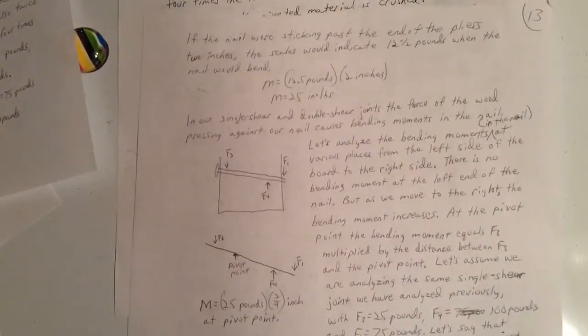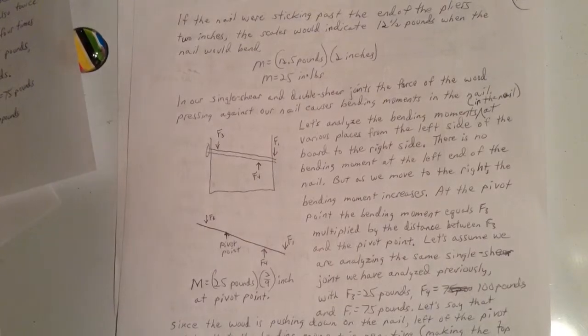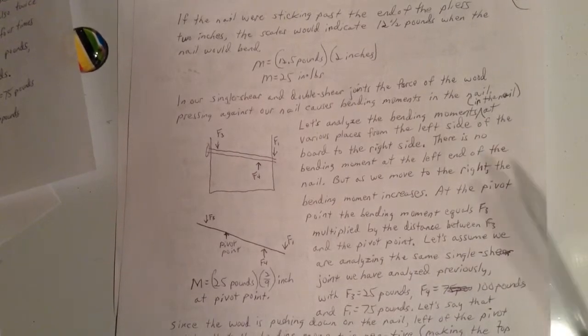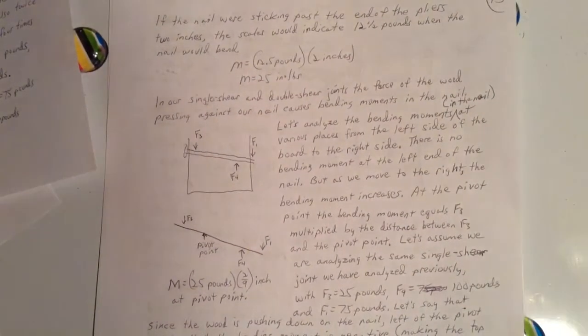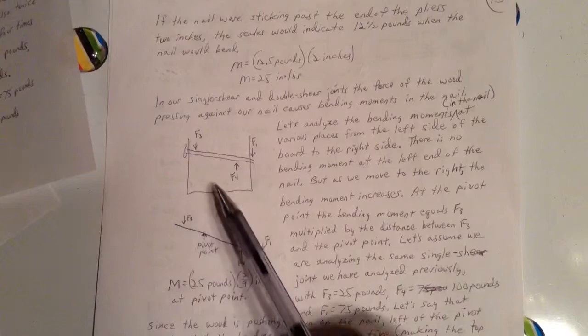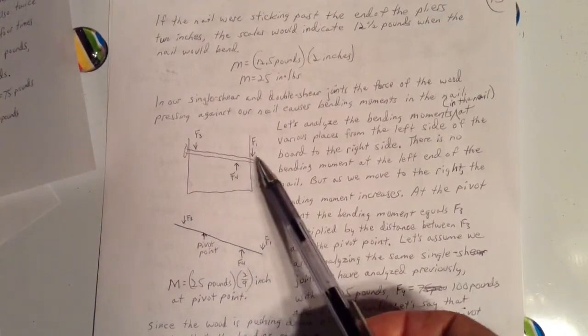Okay, in our single shear and double shear joints, the force of the wood pressing against our nail causes bending moments in the nail, just like forcing the nail against the scales causes that 25 inch-pound bending moment up close to the pliers. Let's analyze the bending moments in the nail at various places from the left side of the board, from here to the right side.